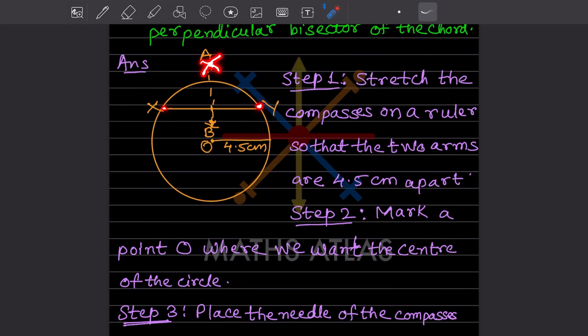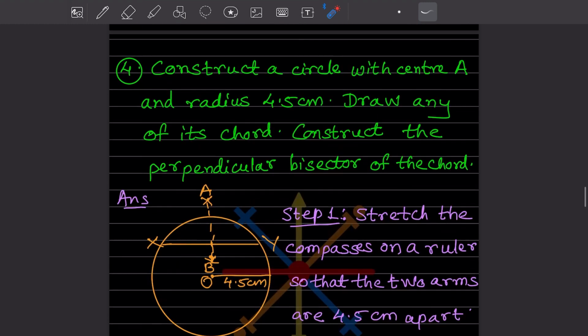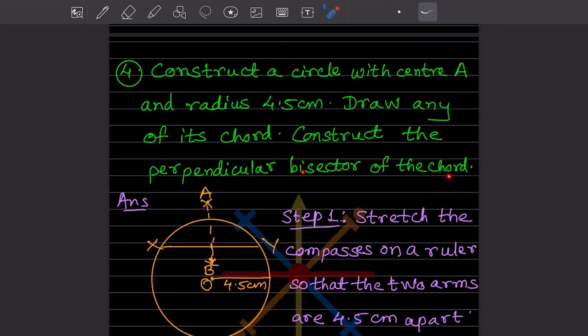Can you see this? Wherever these two arcs join, you just put a point over here. Whenever you are joining it, can you see here? This is the B point. I just put A and B here. So what is it? Construct the perpendicular bisector of this chord, and this is the perpendicular.